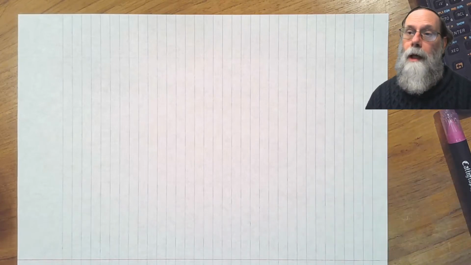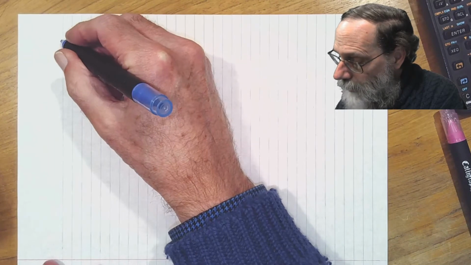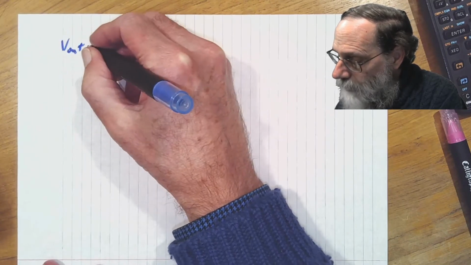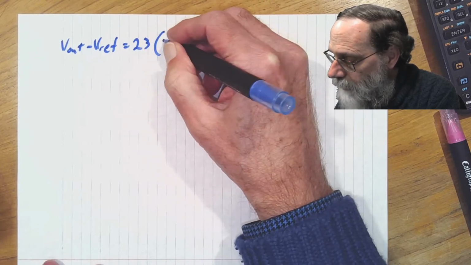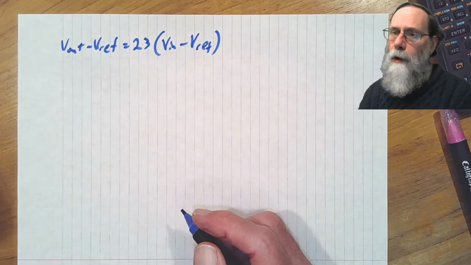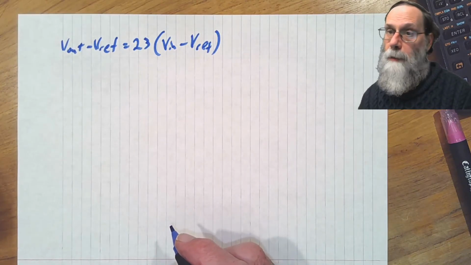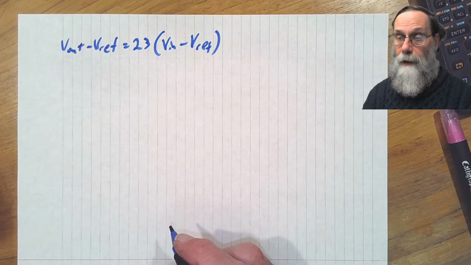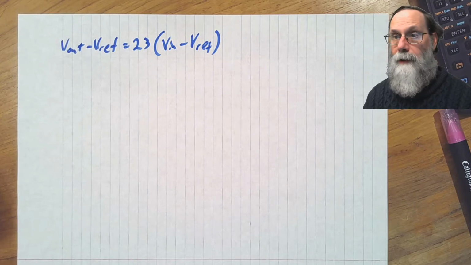For example, let's try designing an amplifier with a gain of 23. That is to say, we want to have Vout minus Vref equal to 23 times Vin minus Vref. And here we're going to ignore the input offset and any limitations we might have from the gain bandwidth product. So we're just looking at ideal amplifiers here.